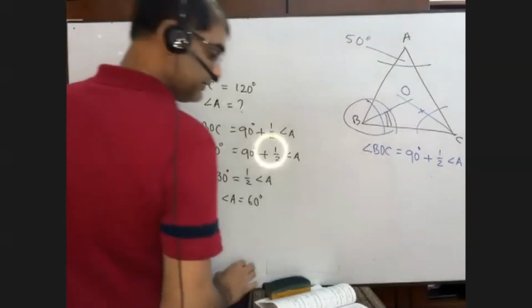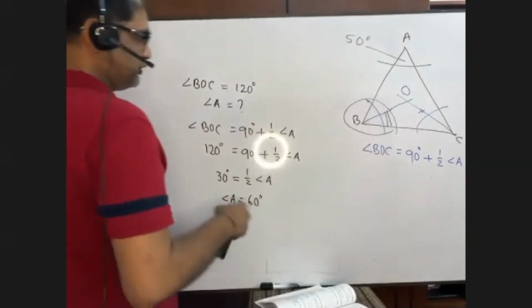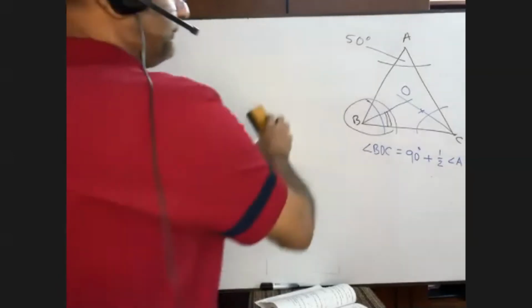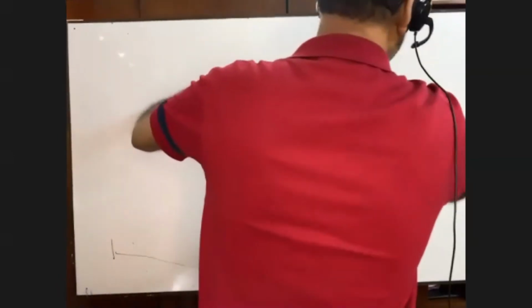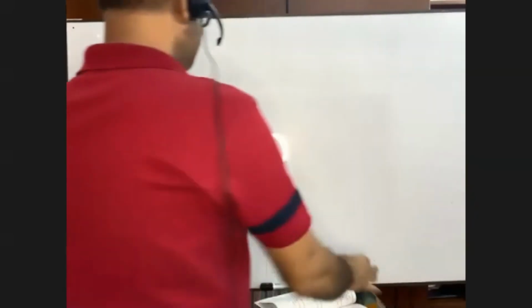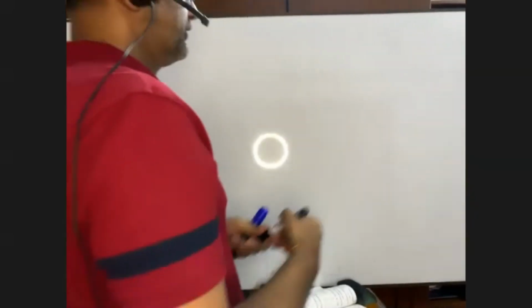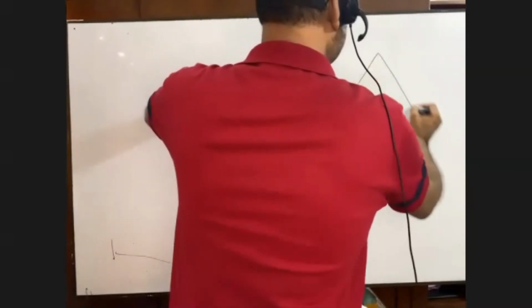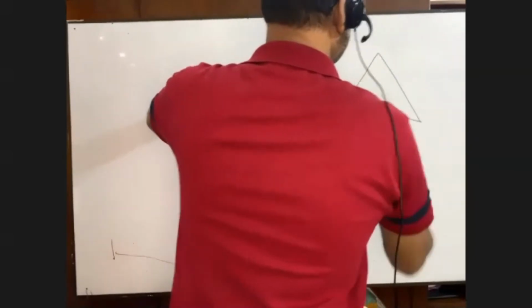Now there is a math I am going to do, though it is not given in your book, but it will be given in the exam. Okay, you see the math. Suppose it is the same thing. It is a triangle.